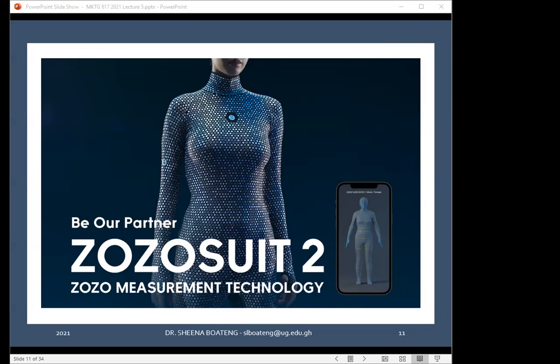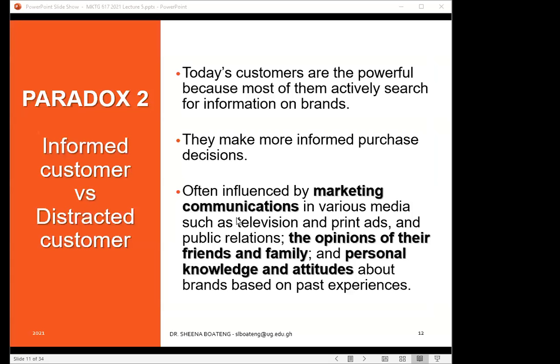So now we get an idea, right? I believe now the understanding is clear of the paradox between the offline and online, and how we can seamlessly converge them to be able to create unique experiences. Good. Now let's talk about the second paradox, which has to do with the informed customer versus the distracted customer.